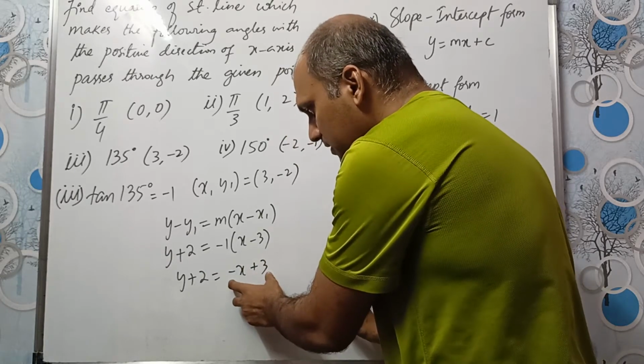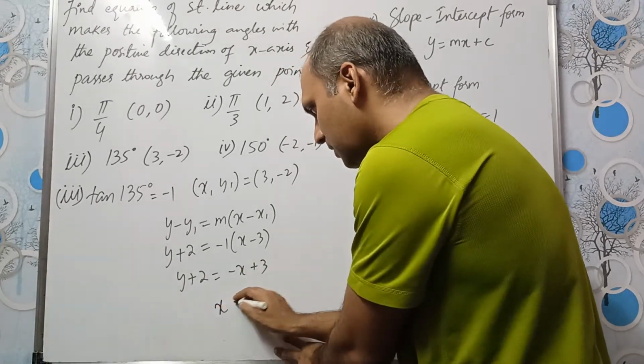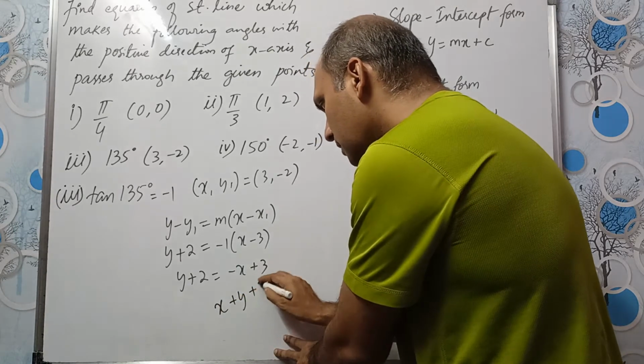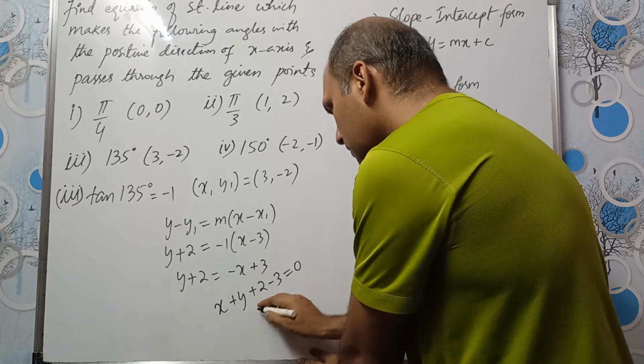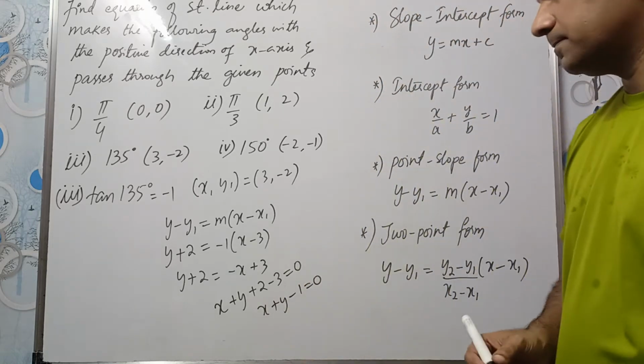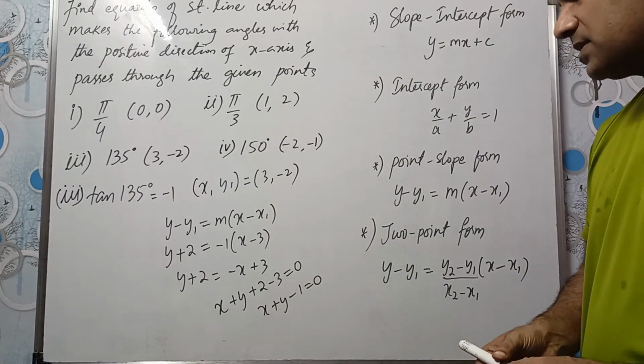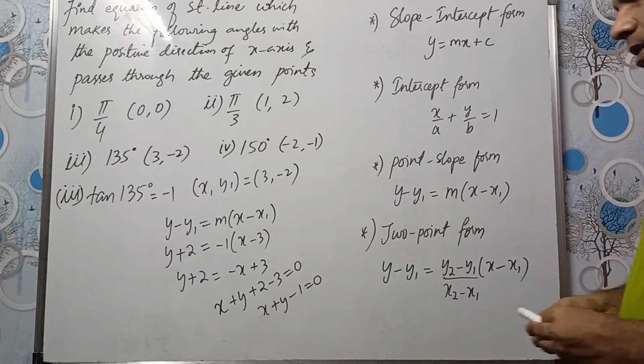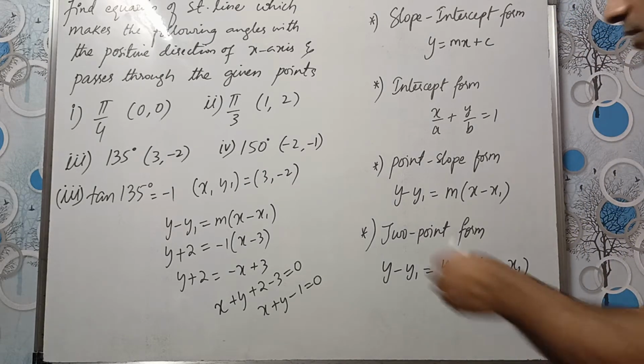Let us send this minus x and 3 on the other side. So this will become x plus y plus 2 minus 3 is equal to 0, or x plus y minus 1 is equal to 0. Okay, I hope this is clear. Alright, now what about the fourth bit?